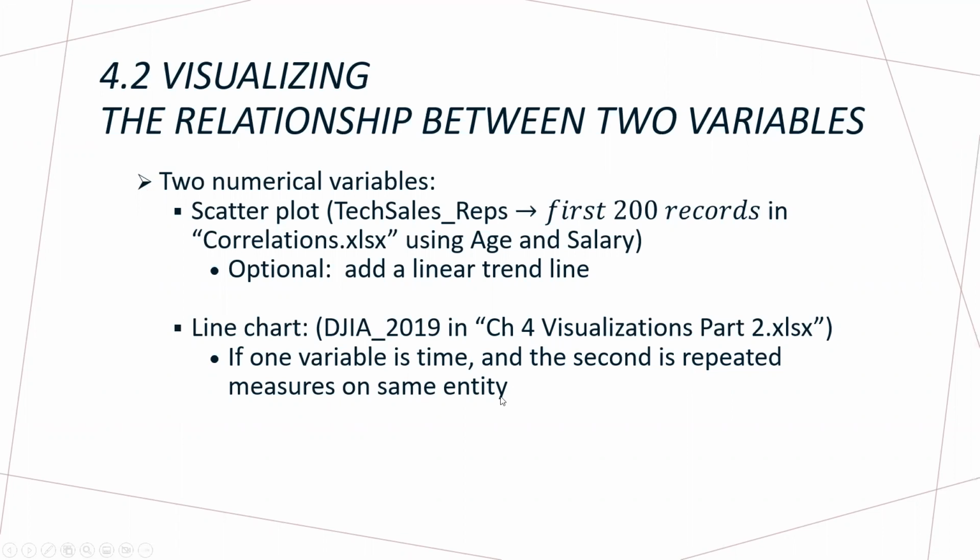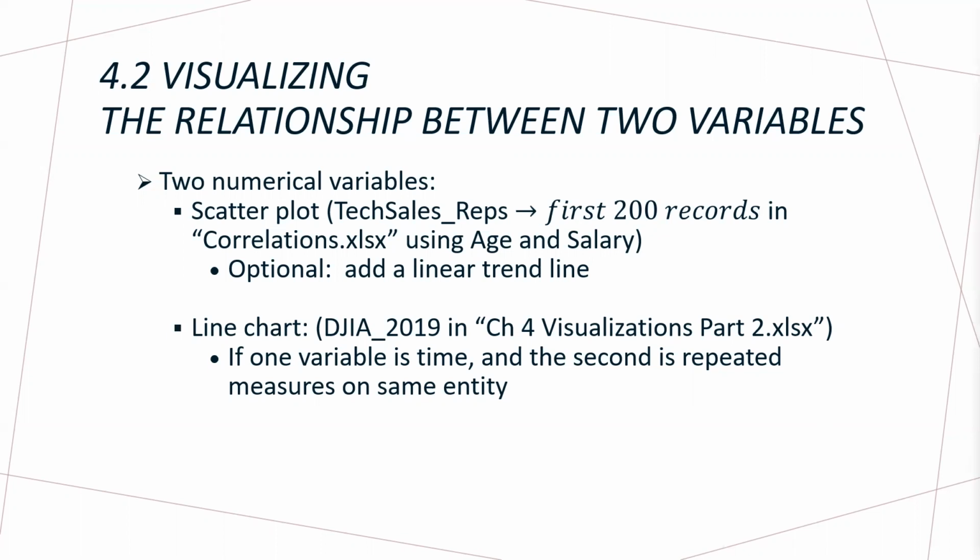So we'd want to see Susie's height over time and how that changes. In order to do that, I grabbed some data that's in the data module in Brightspace. It's called the Chapter 4 Visualizations Part 2 Excel file. In there, there's a tab for the Dow Jones Industrial Average 2019, and that represents the first 6 months of data for the Dow Jones Industrial Average. So I want to show you that data.